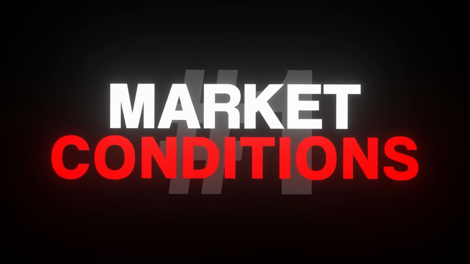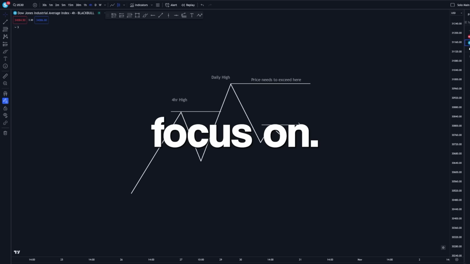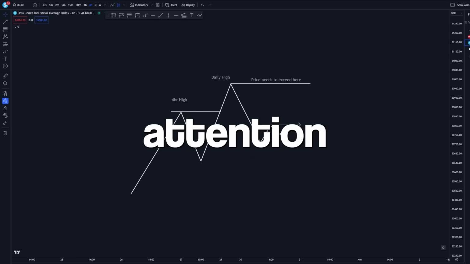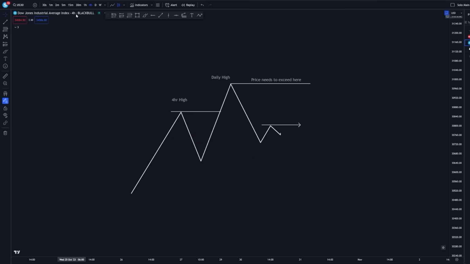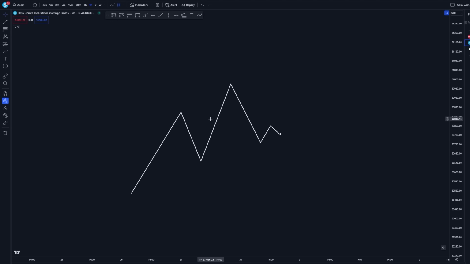So the first one we're going to talk about is market conditions. Market conditions is one of the most hidden gems that a lot of traders don't focus on. What we're going to do is pay attention to the 4-hour time frame and the daily time frame. Let's say on the 4-hour time frame, you notice that there's an uptrend going on. Basically, the market created a high, which indicates that we're possibly heading up. But we also noticed that the most recent high was broken with another move. Well, this right here is a simple indication that the market is going up.